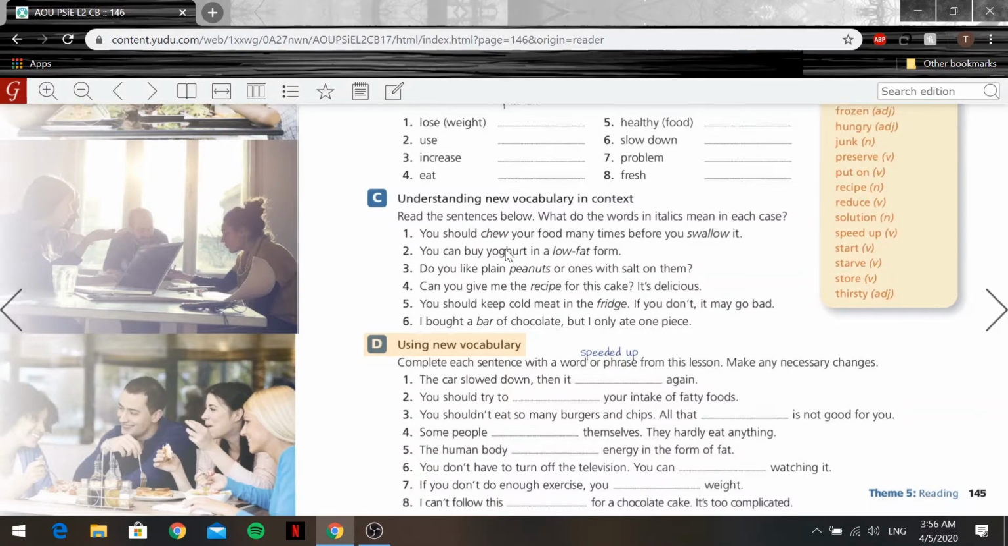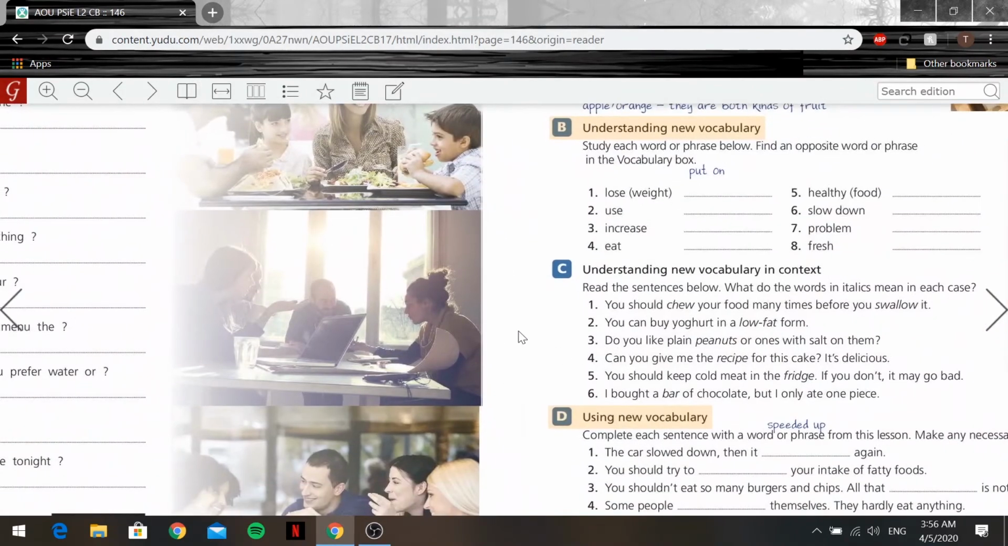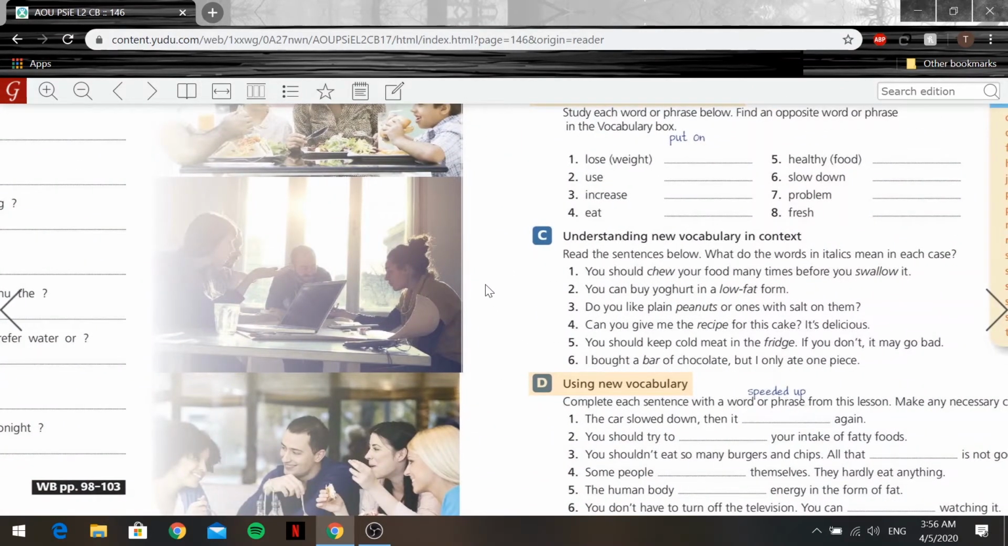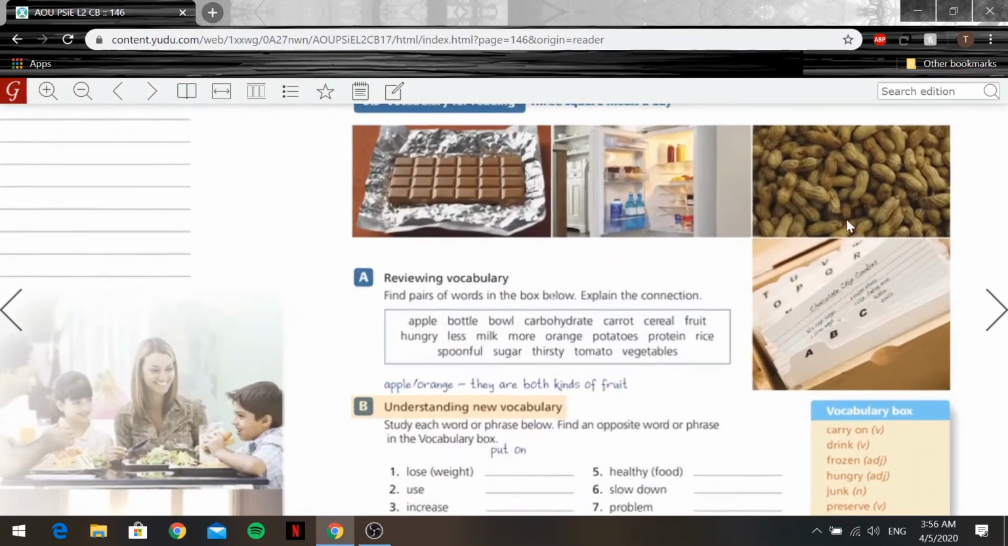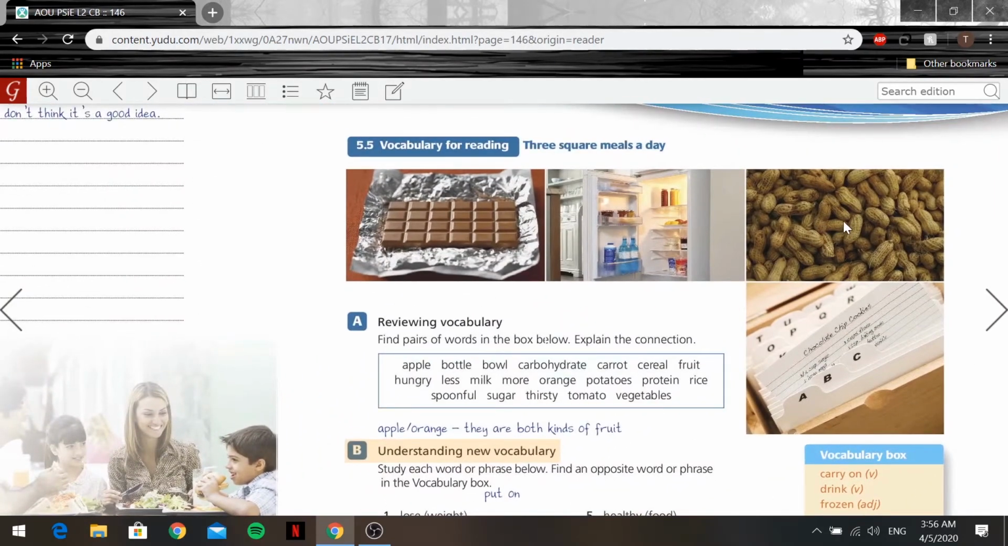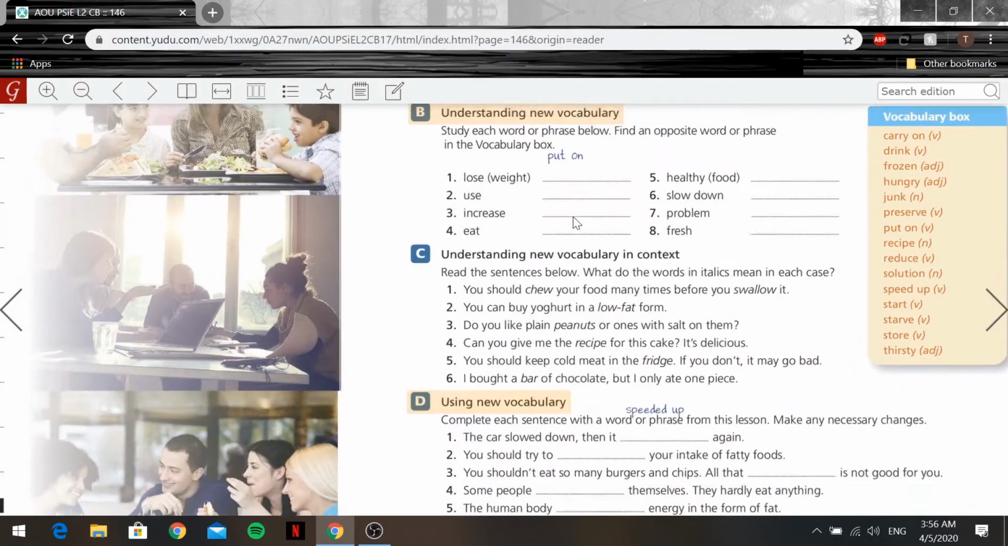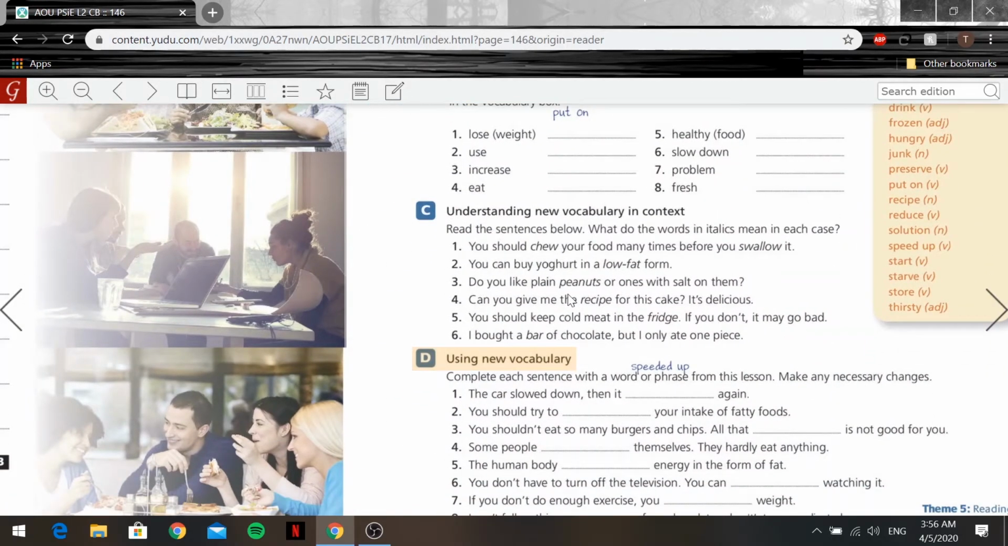Oops, sorry about that. 3, do you like plain peanuts or ones with salt on them? So the word peanuts, what does it mean? I think there's a picture here. Yep, these are peanuts. You guys, these are peanuts, pretty self-explanatory. A type of nuts called peanuts.